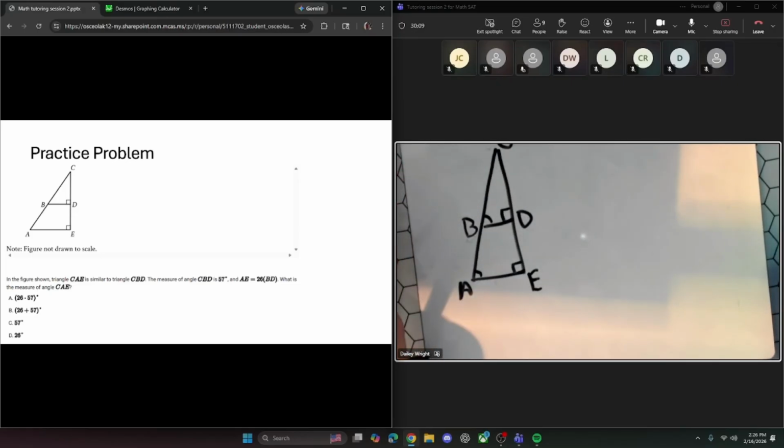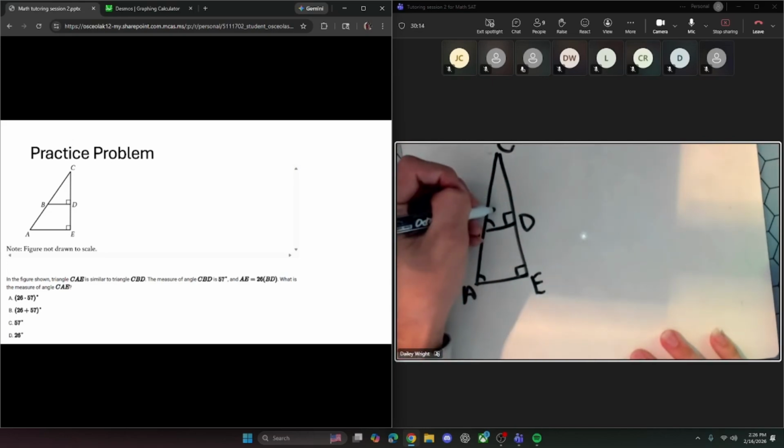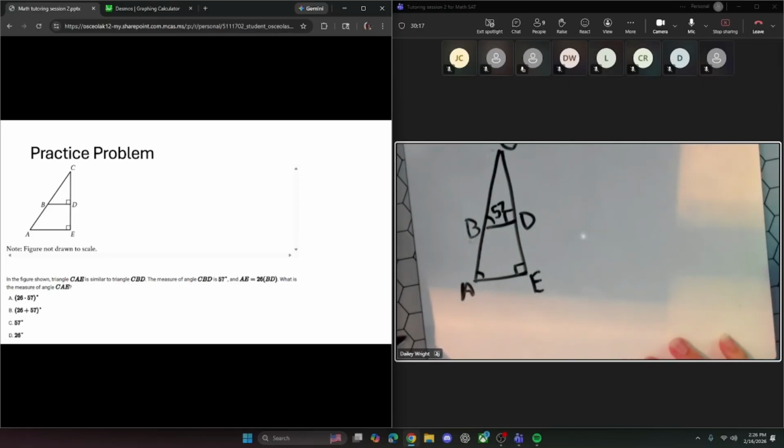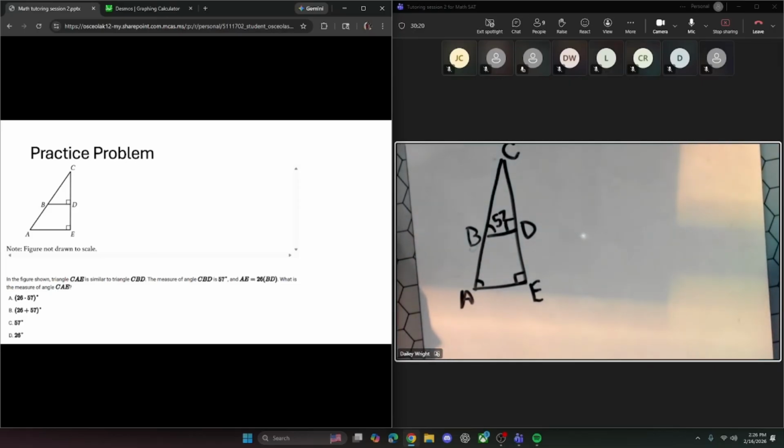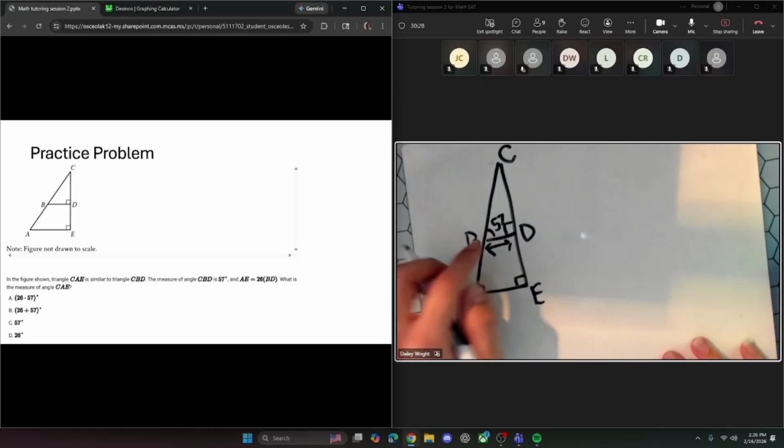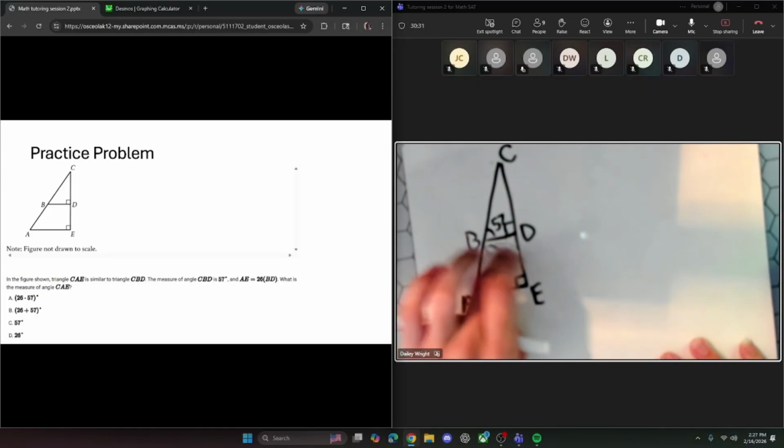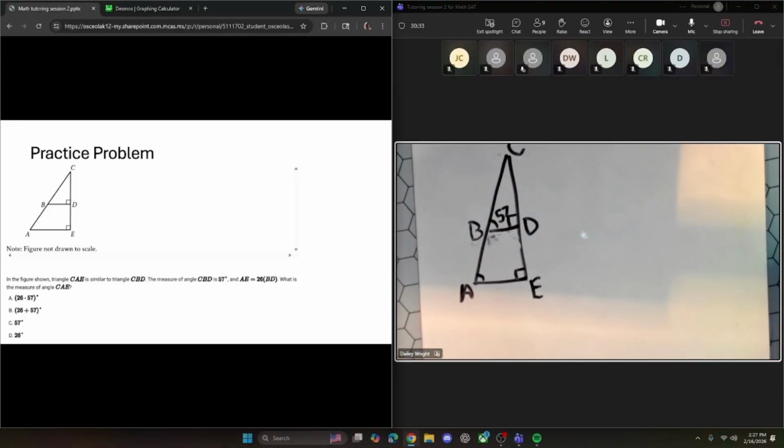The measure of angle CBD is 57 degrees. So CBD is 57 degrees. And AE equals 26 BD. So whatever the line segment BD is, AE is 26 multiplied by that. They're basically saying that the bigger triangle is scaled up by a factor of 26. That doesn't matter though. They say there's a dilation there. Disregard that dilation because we're trying to find an angle measure.